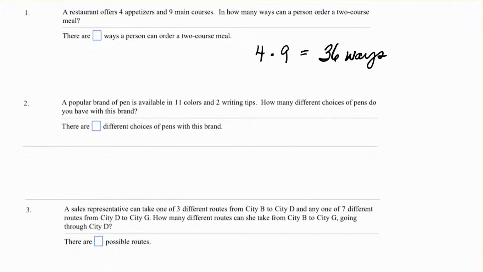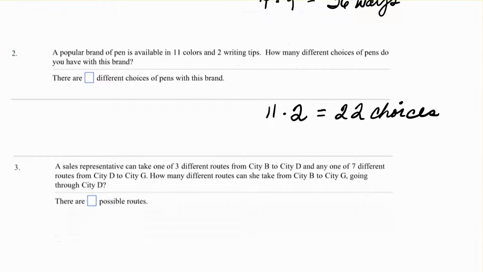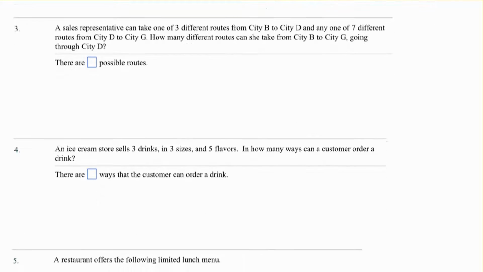A popular brand of pen is available in 11 colors and 2 writing tips. How many different choices of pens do you have with this brand? There are 11 choices for color. There are 2 choices for writing tips. I multiply those. There are 22 choices. Let's see if it's going to get a little bit more interesting.